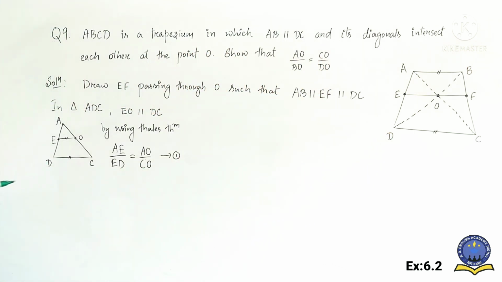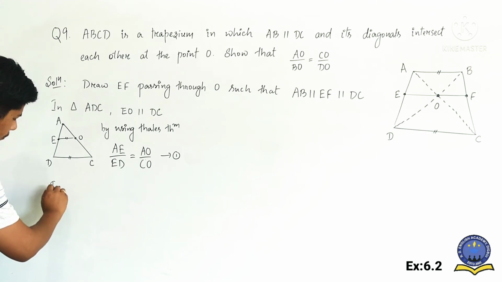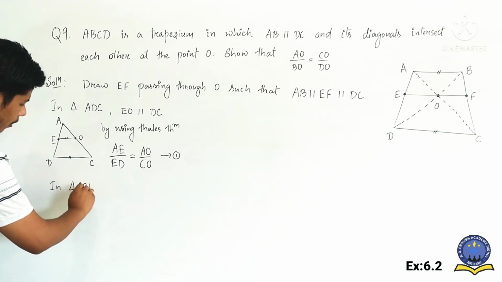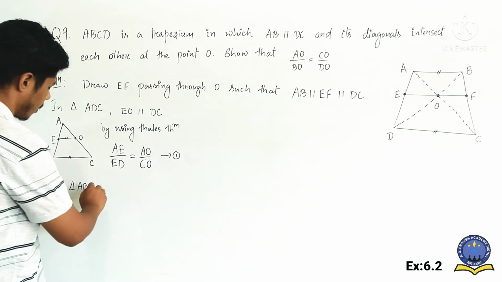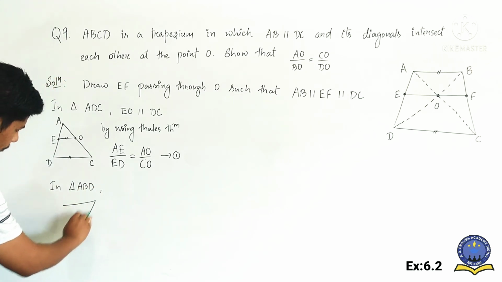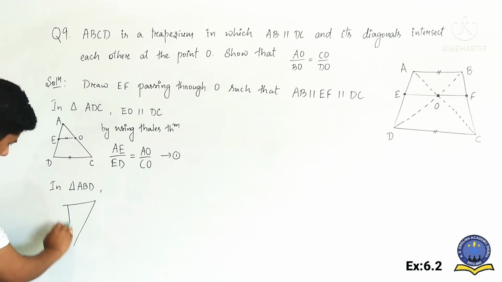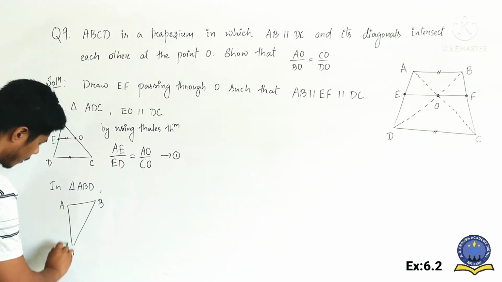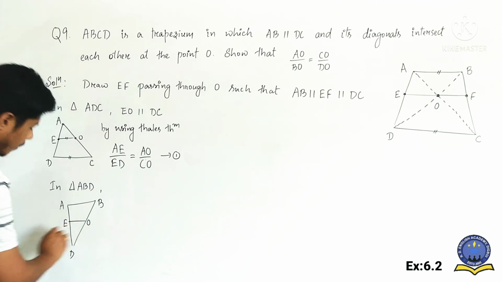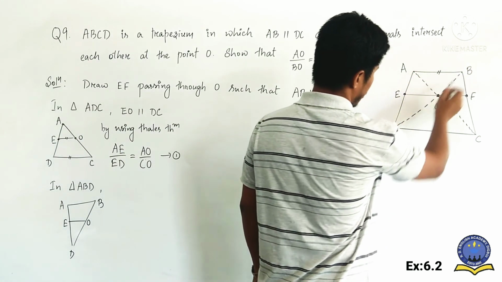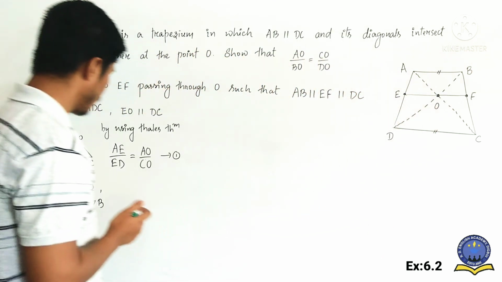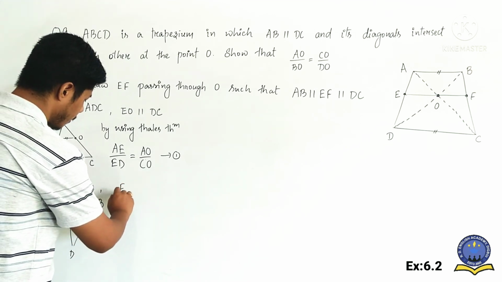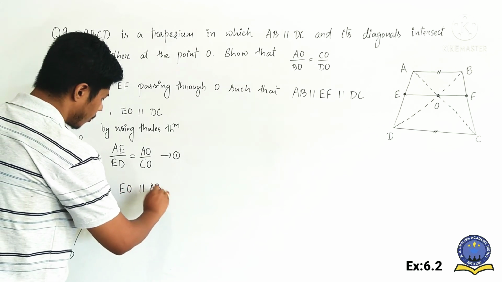So the second time we have to write triangle ABD. First we write ADC, and now here we write ABD. If you draw the diagram separately, we get the diagram in this way. Here this one is A, this one is B, and here it is D. Again here it is E, and here it is O. You see A, B, D, E, O. The second time, EO is parallel to AB, so we have to write EO parallel to AB.